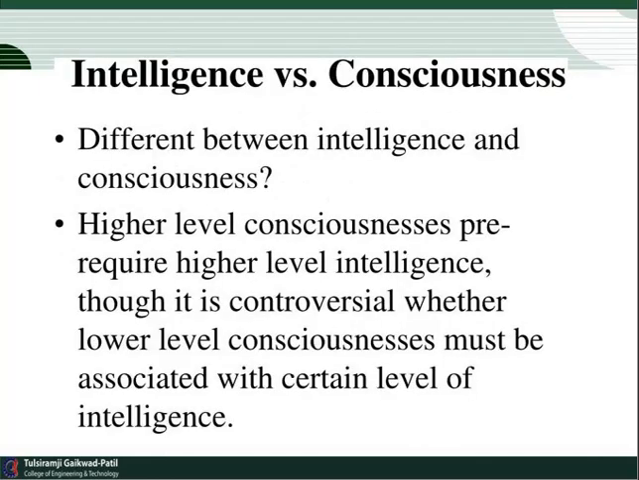Now, intelligence versus consciousness. The difference between intelligence and consciousness: when we talk of intelligence, it's knowledge. When we talk of consciousness, it is something beyond knowledge but which is general in nature. Higher level consciousness requires a higher level of intelligence. Though it is controversial whether lower level consciousness must be associated with a certain level of intelligence. So basically it has been assumed and seen that whenever there is a high level of consciousness, there is a high level of intelligence also.